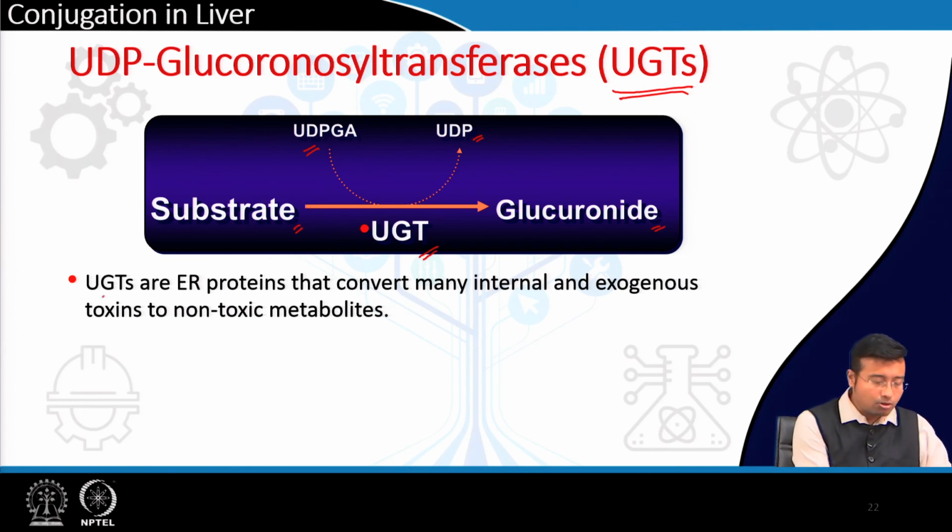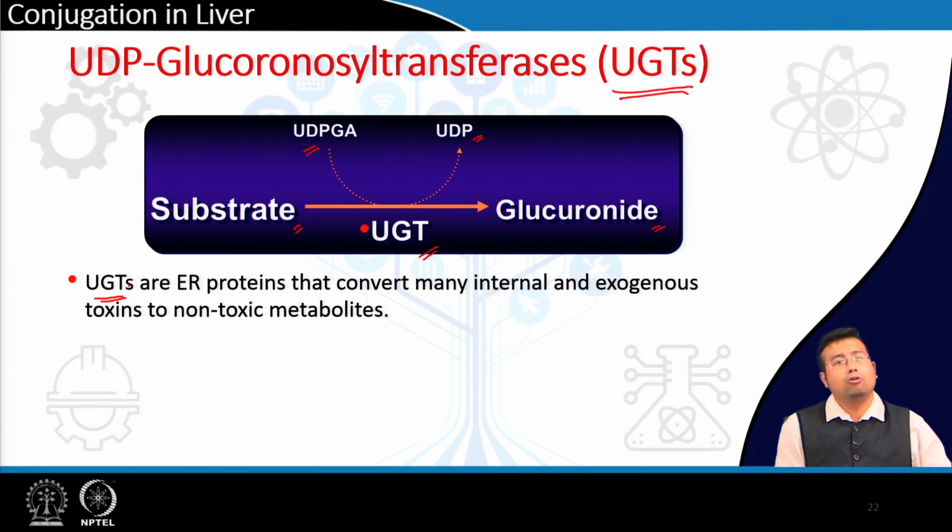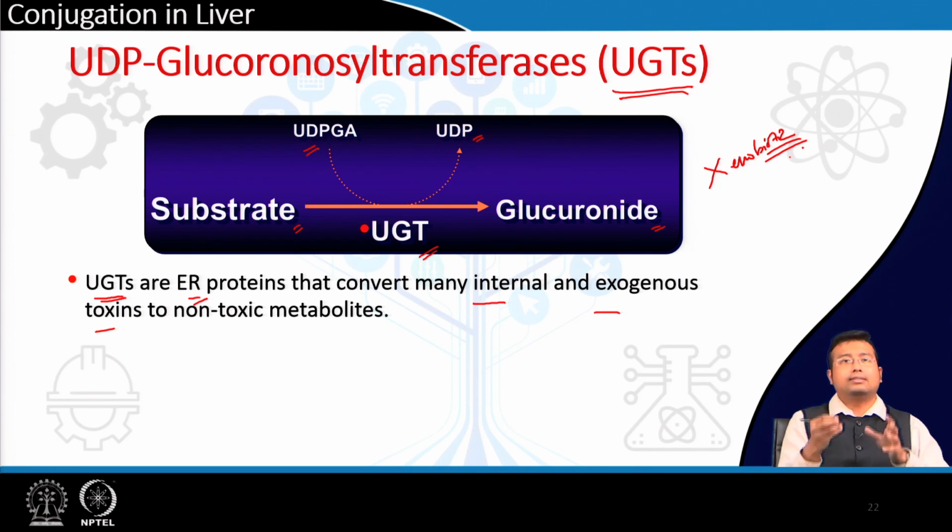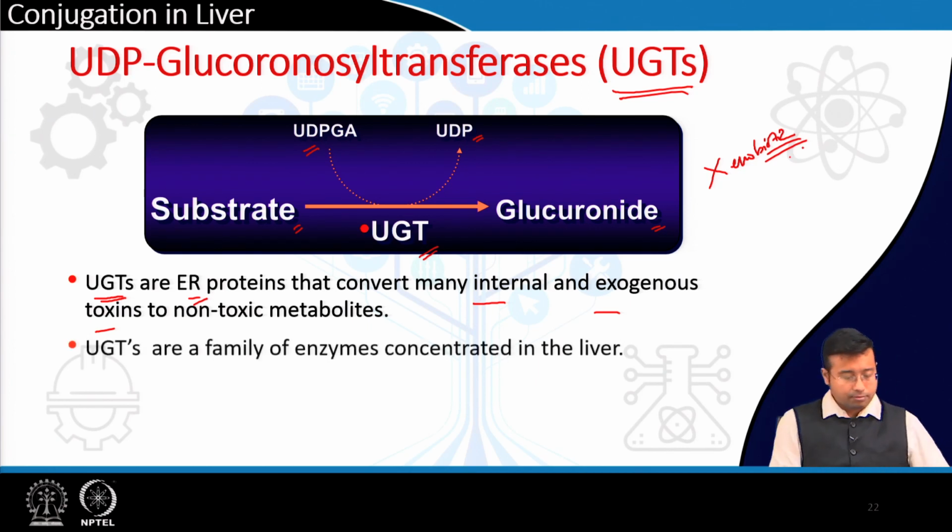glucuronide. So, these UDP-glucuronyltransferases are present in the endoplasmic reticulum, and they convert many internal and exogenous toxic substances to non-toxic metabolites. This is a part of xenobiotic metabolism, right. It is how waste products are metabolized in our system.